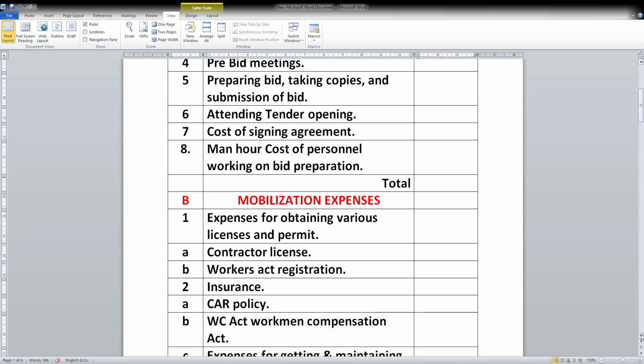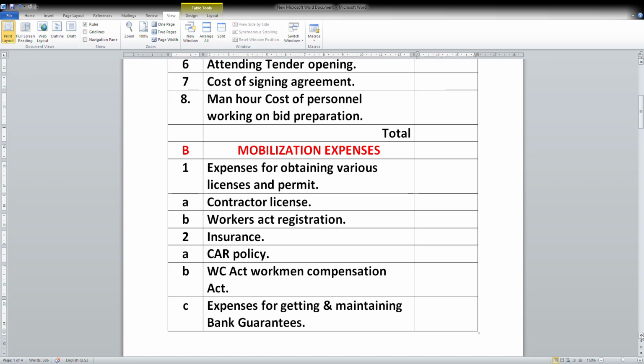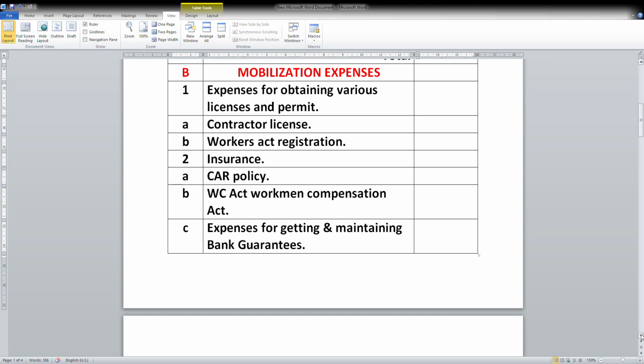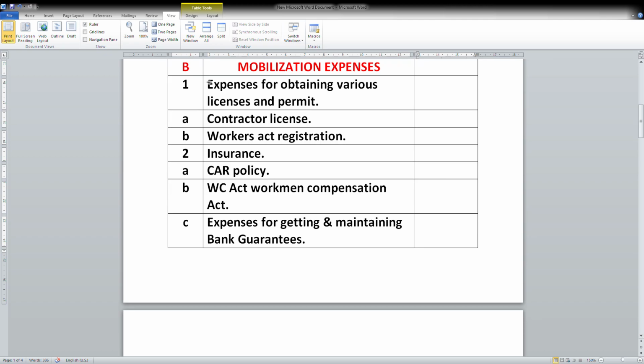Then we have mobilization expenses, which are pre-construction stage expenses. Before we start construction, certain expenses will be incurred. First, expenses for obtaining licenses and permits. We have to take contractor license, interstate migrant workers or contractor's workers registration. All of this will have some cost that can be taken. Insurance: CAR policy, the contractor's all risk policy, is applicable for major projects.